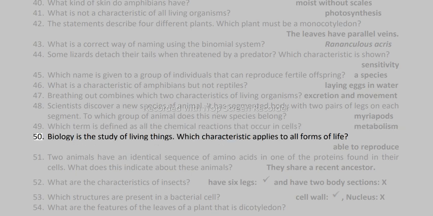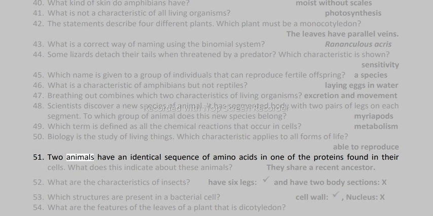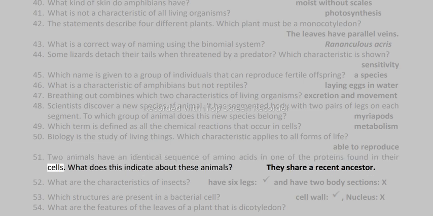49. Which term is defined as all the chemical reactions that occur in cells? Metabolism. 50. Biology is the study of living things. Which characteristic applies to all forms of life? Able to reproduce. 51. 2 animals have an identical sequence of amino acids in one of the proteins found in their cells. What does this indicate about these animals? They share a recent ancestor.